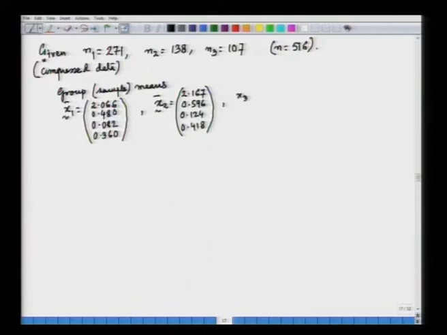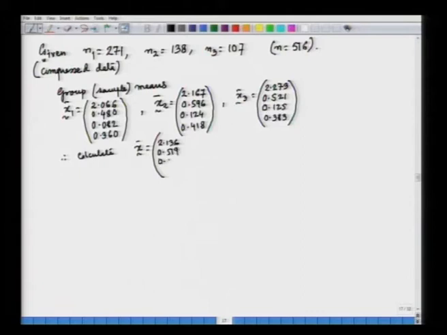And then I have the third group sample means, these are 2.273, then I have 521, 125 and 383. Since I know the ni's and I also know the xi bars, I can calculate, even if this is not given, the overall sample mean x bar as 2.136, and then you have 519, 102 and 380.